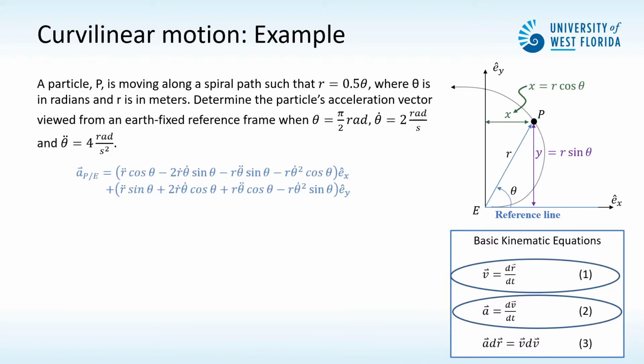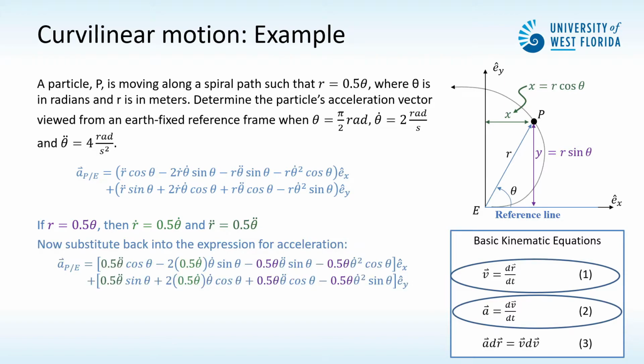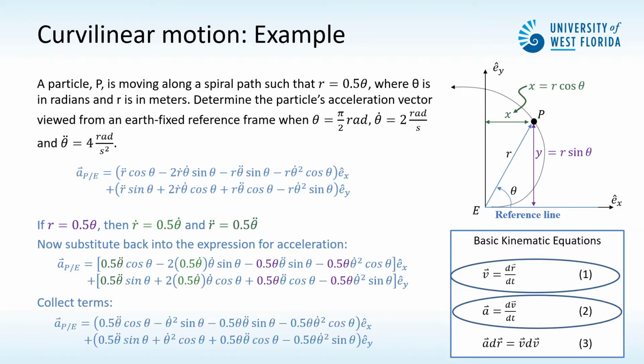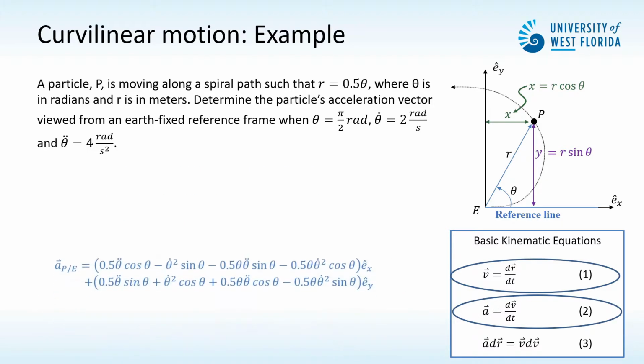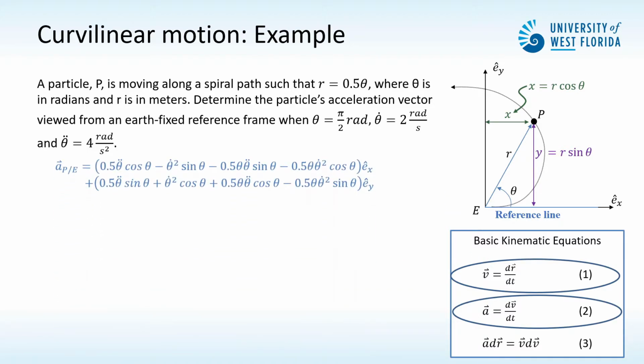Now that we have an expression for acceleration, we can start to plug in the additional information we have. We know that r is 0.5 theta, then r dot must be 0.5 theta dot, and r double dot is 0.5 theta double dot. We can substitute these values into the equation for acceleration and collect terms. And now we can plug in values.